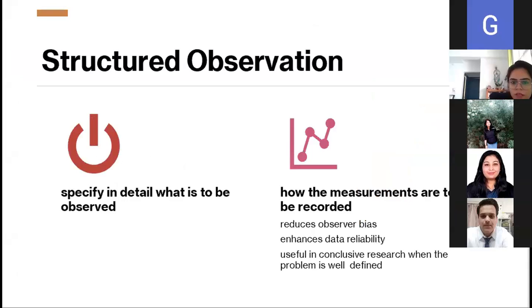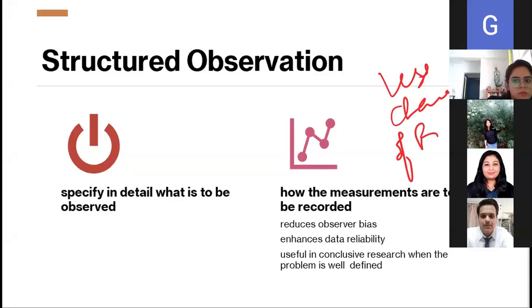What are the advantages you see of observation, when you are observing a respondent and not asking questions, and then noting down the behavior? Yeah, when we observe someone, there is less chance of bias. Yes, there are less chances of bias.